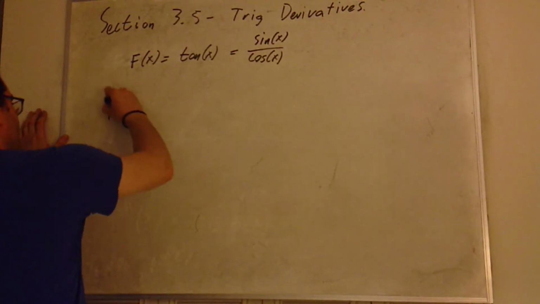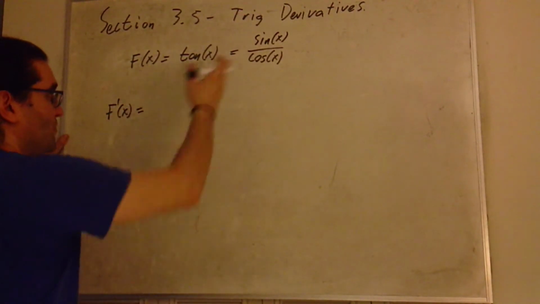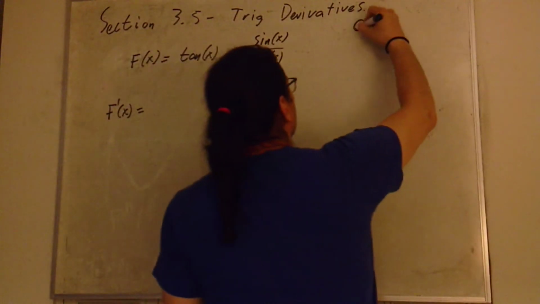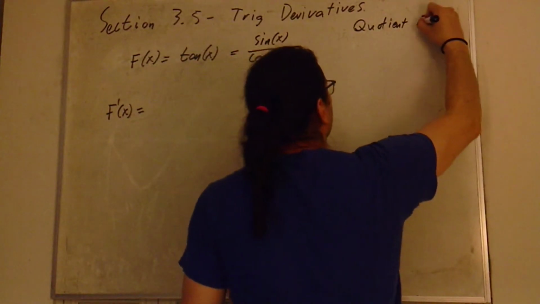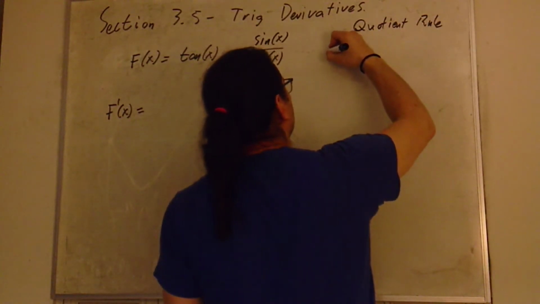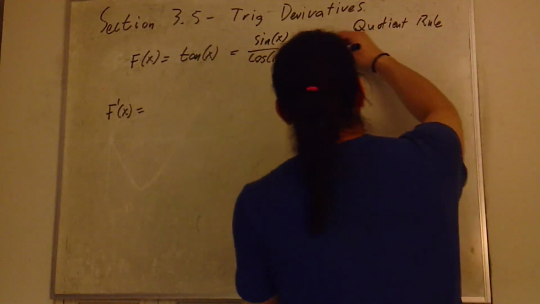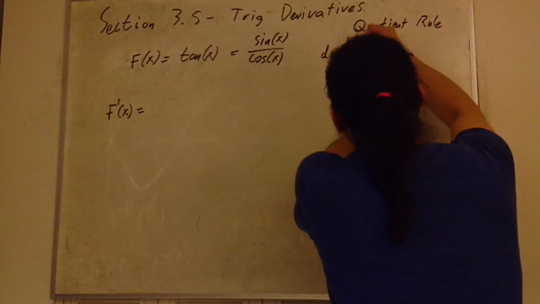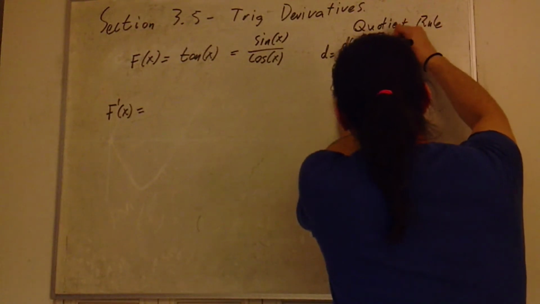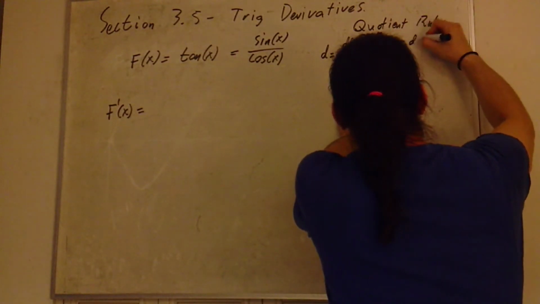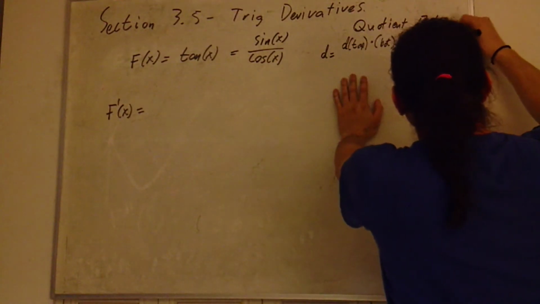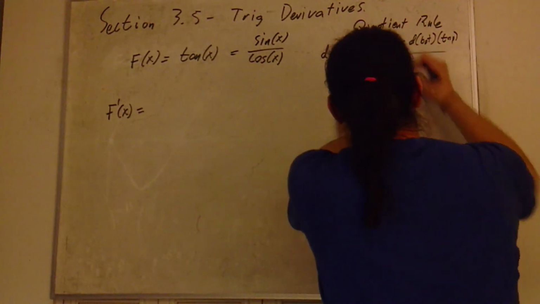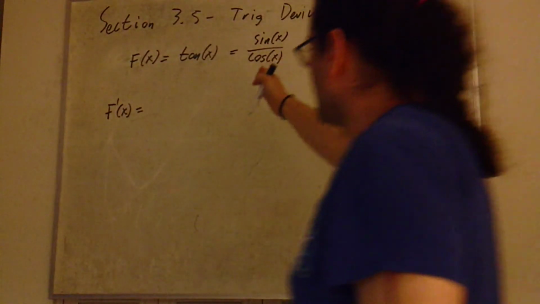Now if we want a derivative, we have to use the product rule, or the quotient rule. Quotient rule says that the derivative is going to be the derivative of the top times the bottom, minus the derivative of the bottom times the top, all divided by the bottom squared. We can do this to this function.